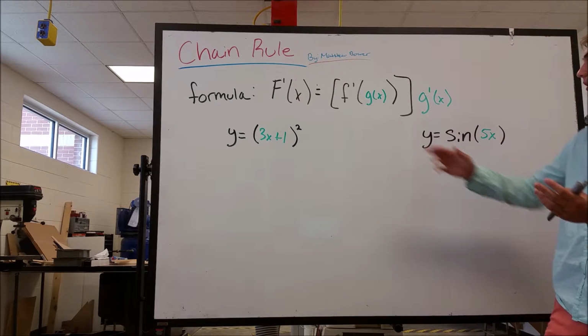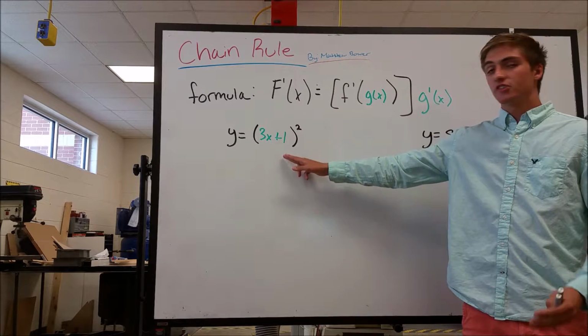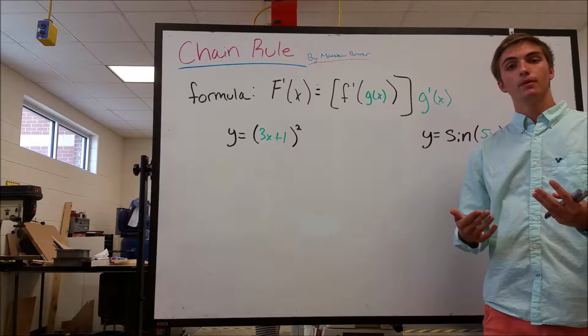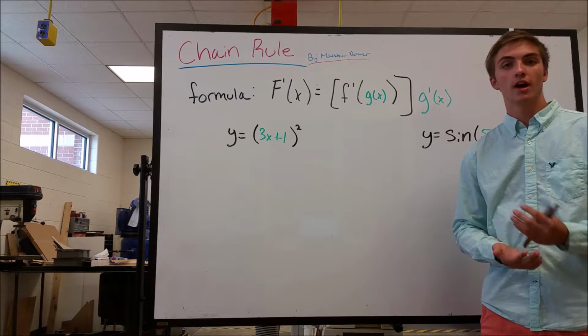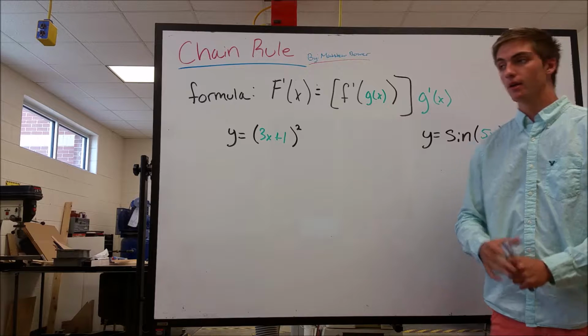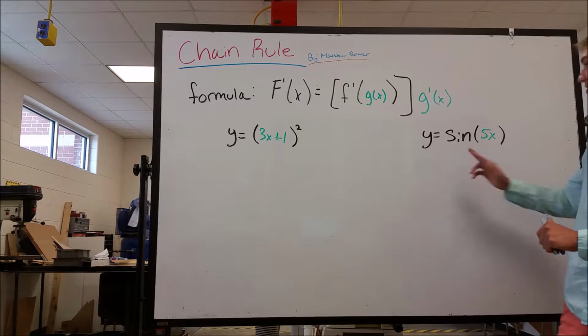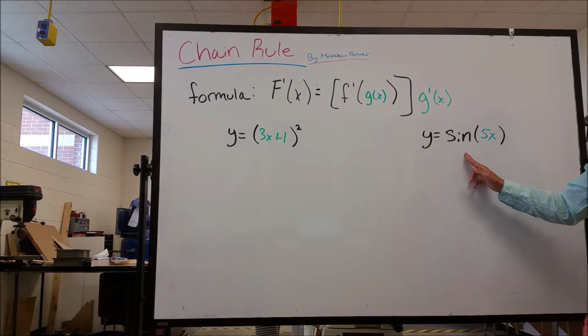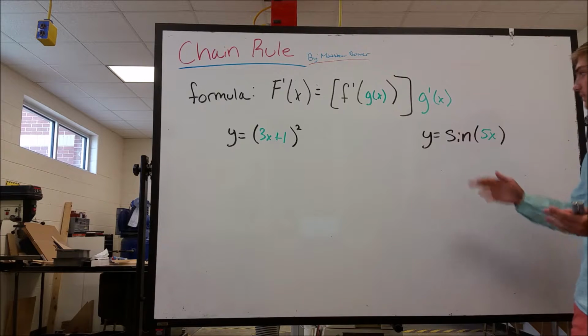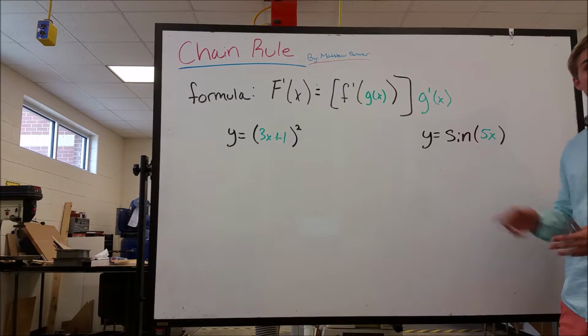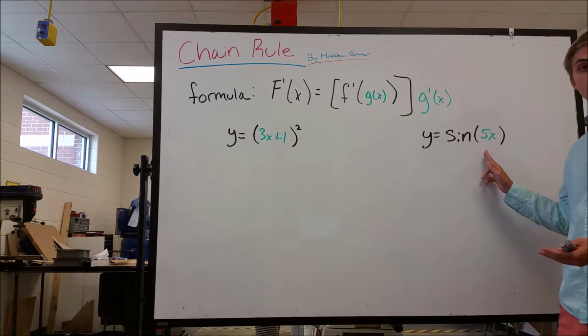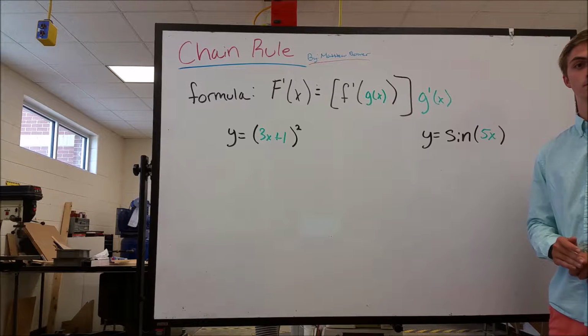For example, (3x plus 1) all squared. Now that may be simple, but you can do it a whole lot faster if you use chain rule, and I will get to that here in a minute. As well as sine of 5x. Now, you know the derivative of just sine of x, but how would you find the derivative of sine of 5x? That's where chain rule comes in.